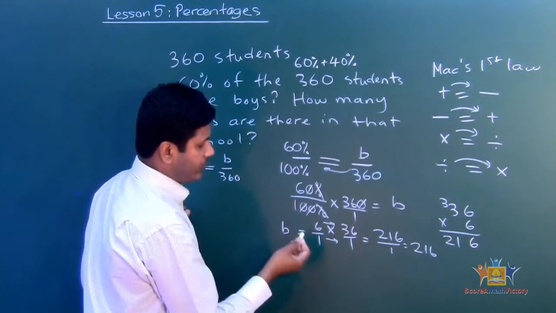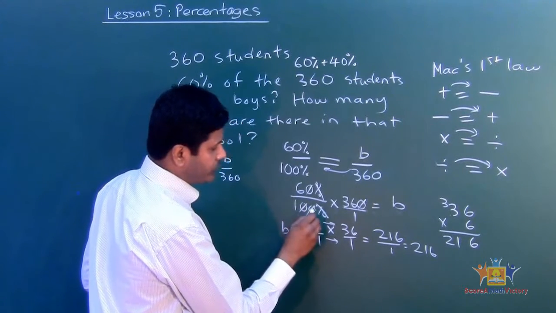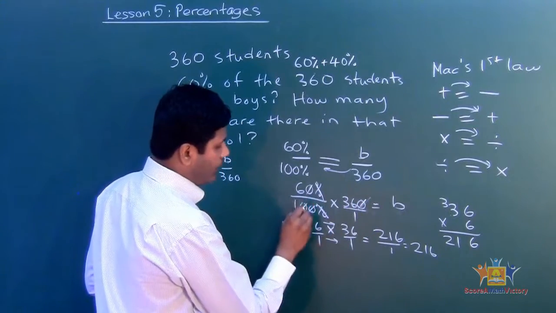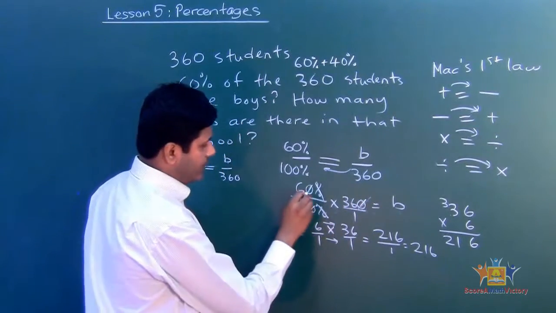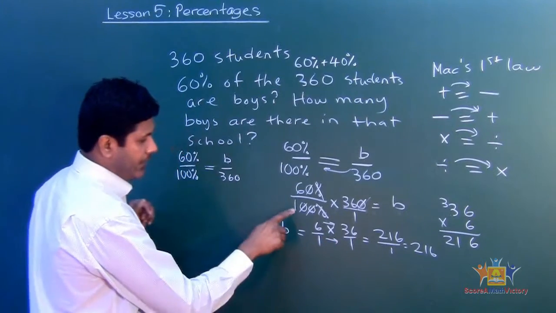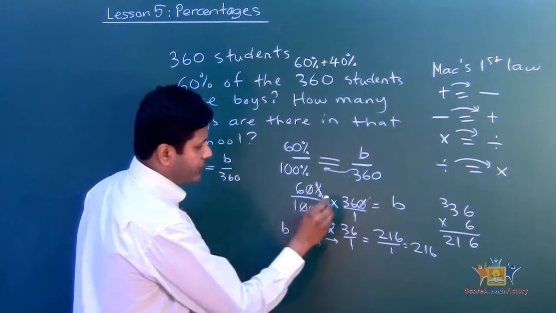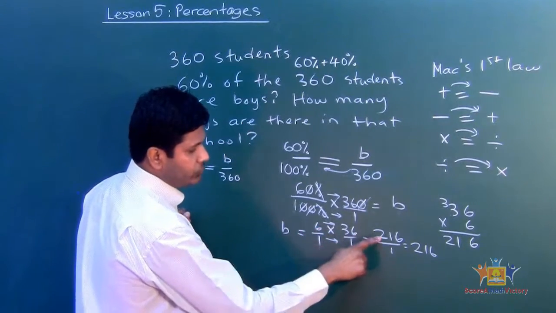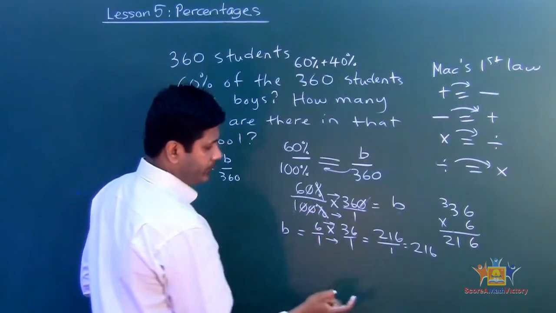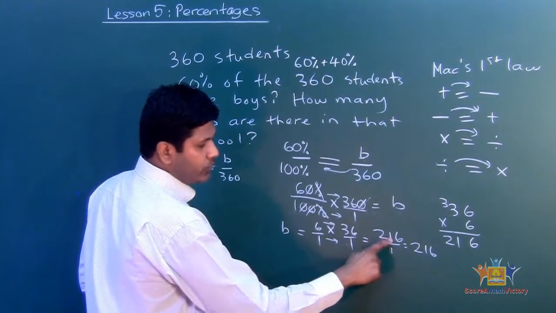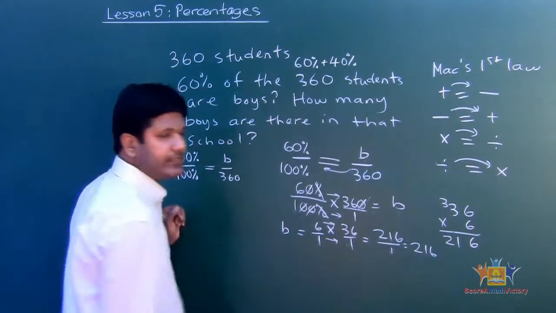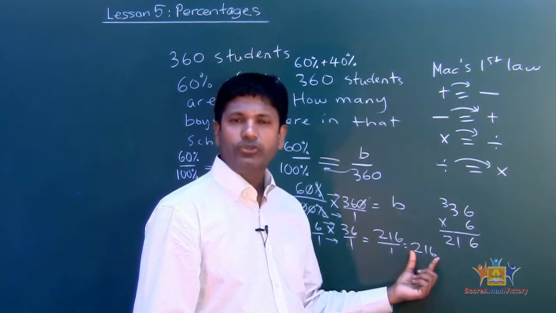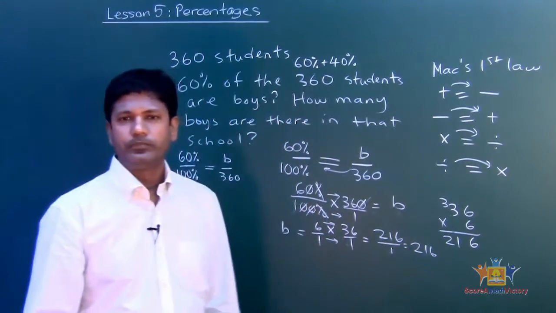Percent cancels out. The 100 has 2 zeros. I can take 1 zero out of the 360, cancelled out, and 1 zero I cancelled out with 60. So left is 6 and 36, and left here is 1 and 1. I use the double arrow method. 6 times 36 is 216, right there. 1 times 1 is 1. 216 over 1 is 216. And that's what we're looking for, B. That is the total number of boys in that school.